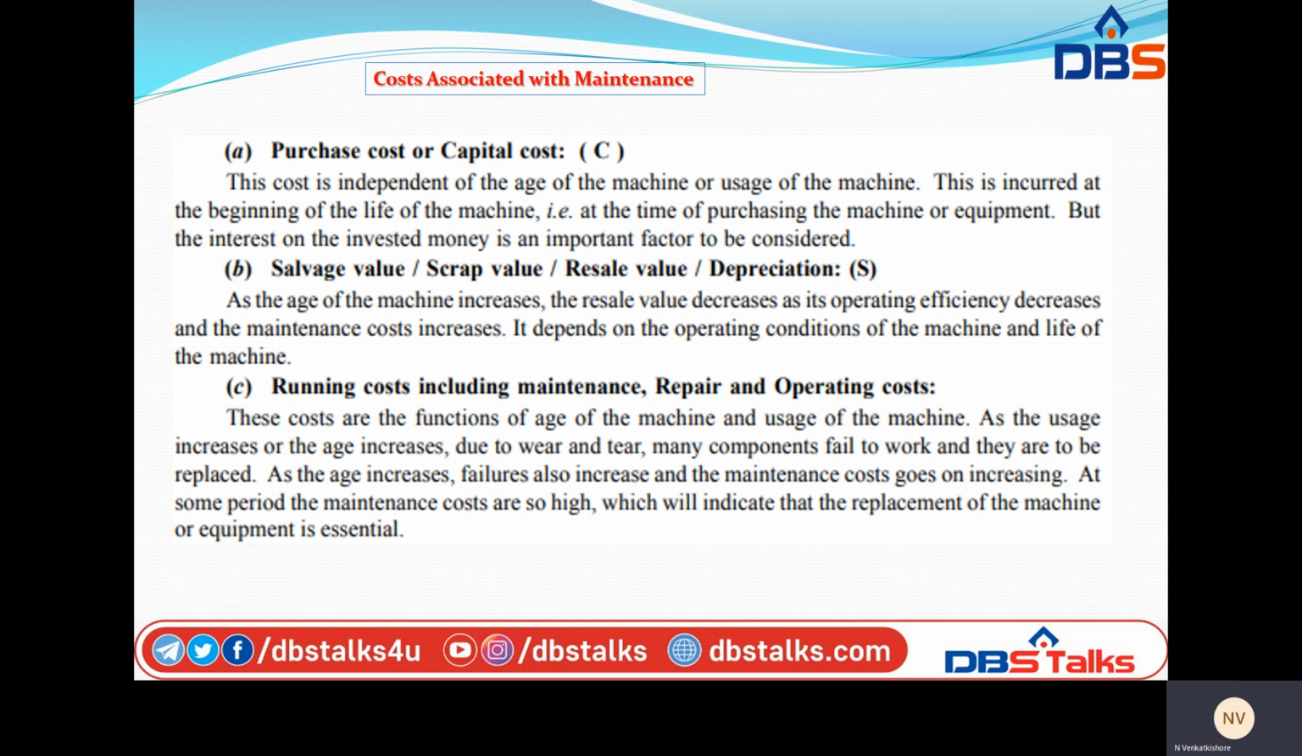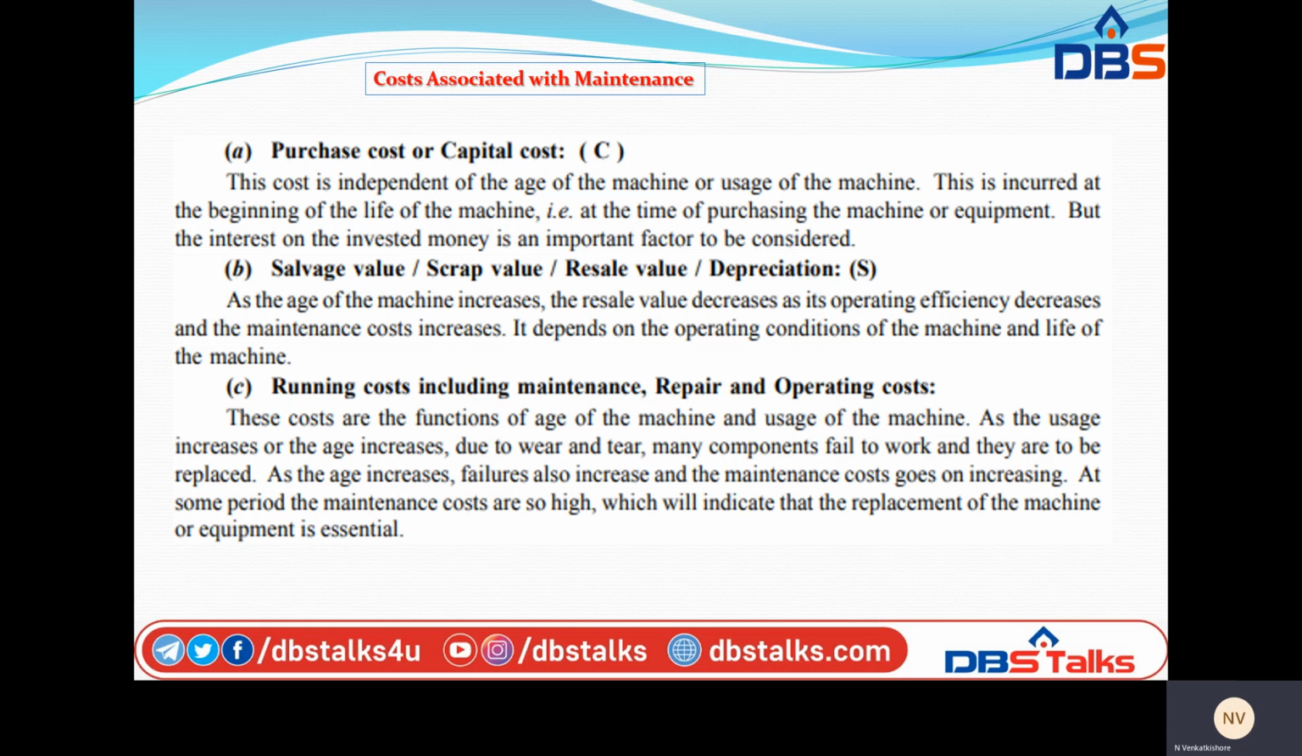Next, coming to scrap value or salvage value or resale value or depreciation. These are four terms we may use: salvage or scrap, resale and depreciation. That is indicated by S, and capital cost or purchase cost is indicated by C. As the age of the machine increases, the resale value decreases, since the operating efficiency decreases.